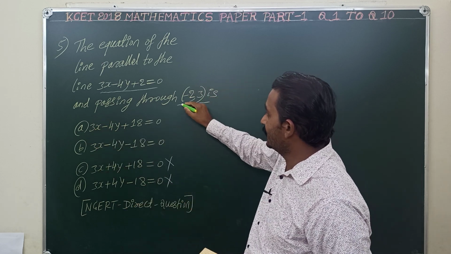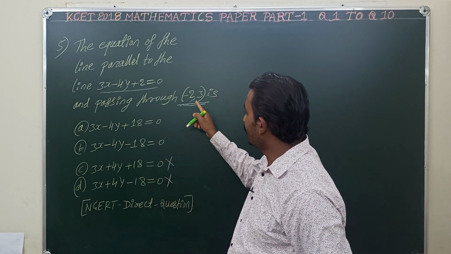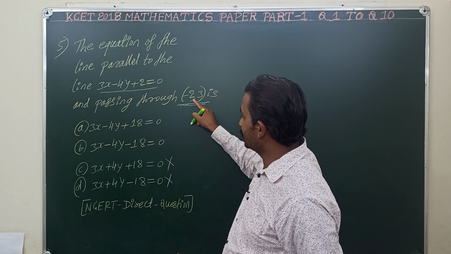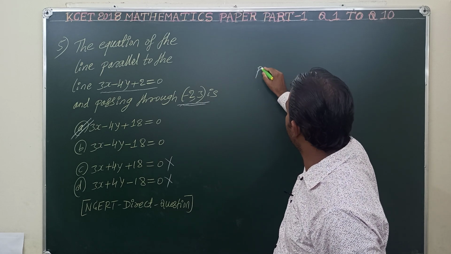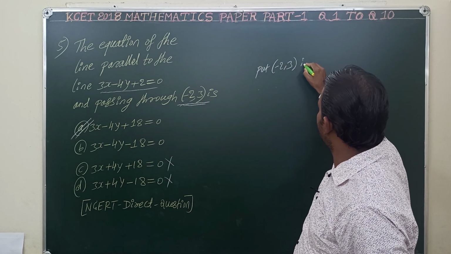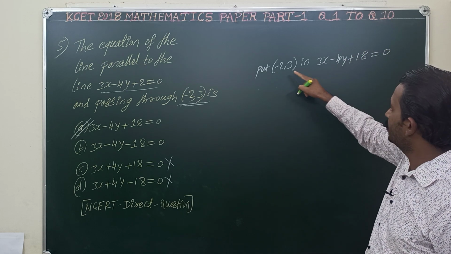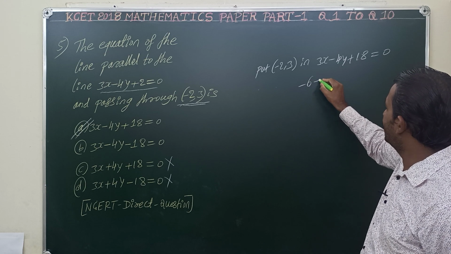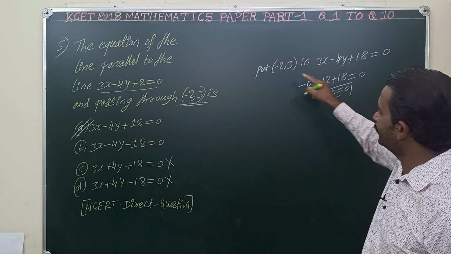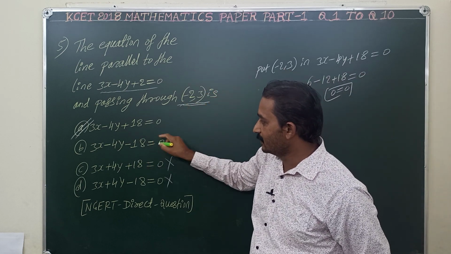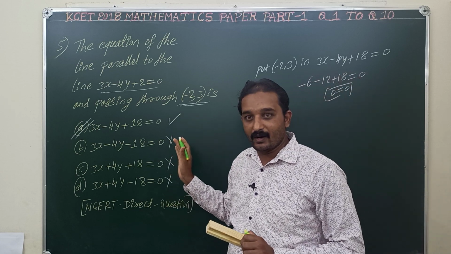So another condition is there in this case, minus 2, 3. We have to find the line passing through the point minus 2, 3. So minus 2, 3 satisfies line A only in this case. So put minus 2, 3 in 3x minus 4y plus 18 equal to 0: minus 6 minus 12 plus 18 is equal to 0, 0 is equal to 0. This point lies on this line but not on this line. This is wrong, this is correct. Here the options are weak. Easily identify the required line in this case.